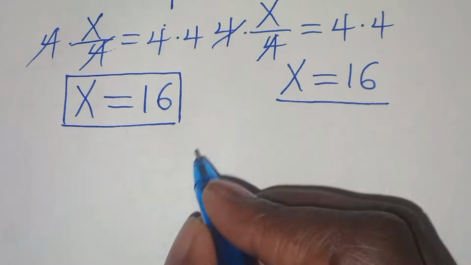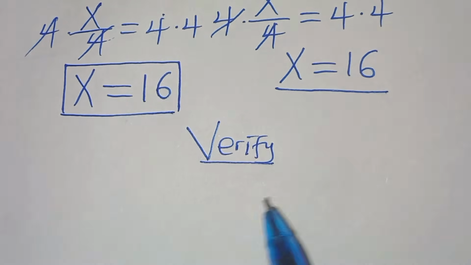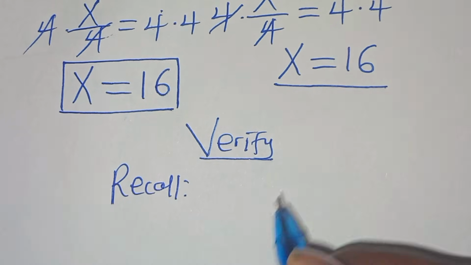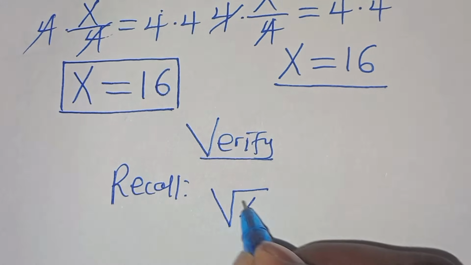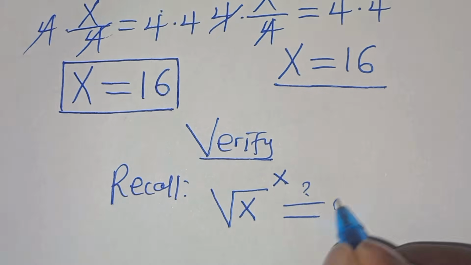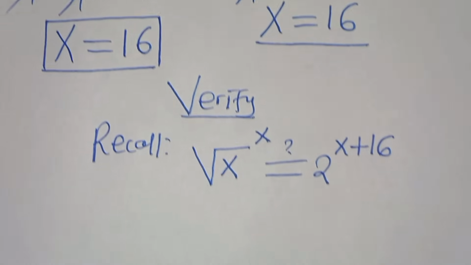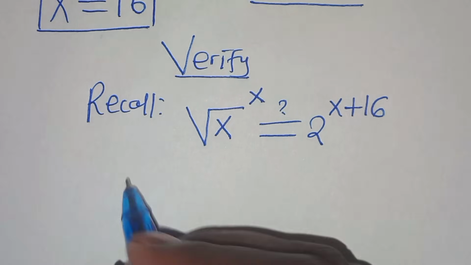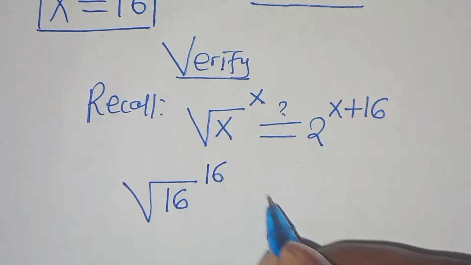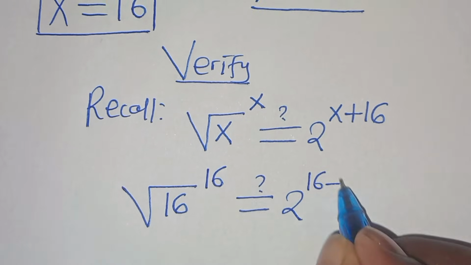Now, the next step is to verify. So let's verify if this value of x satisfies the equation. Now, if you recall, we had that the square root of x raised to the power of x should give us a value of 2 to the power of x plus 16. Let's substitute the value of x, which is 16. So we have the square root of 16 raised to the power of 16. This should be equal to 2 raised to the power of 16 plus 16.